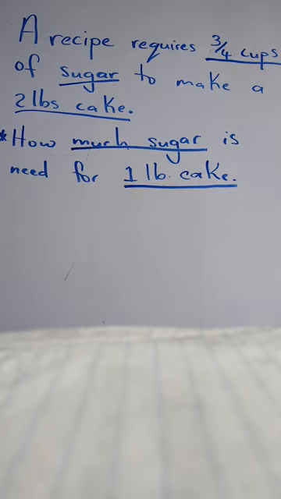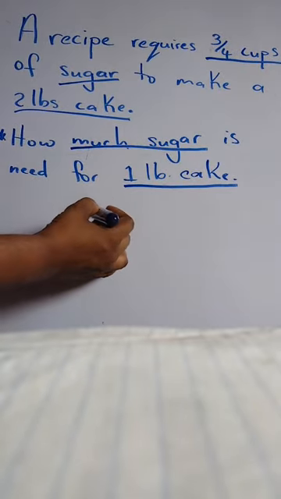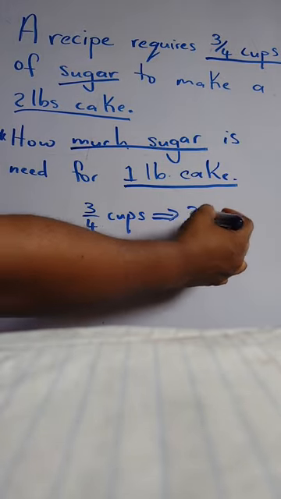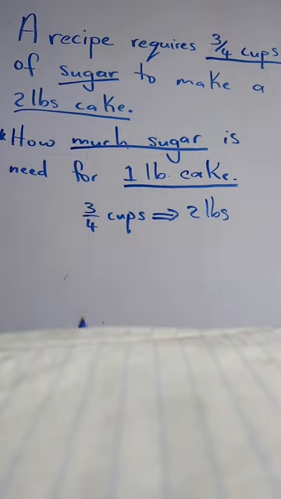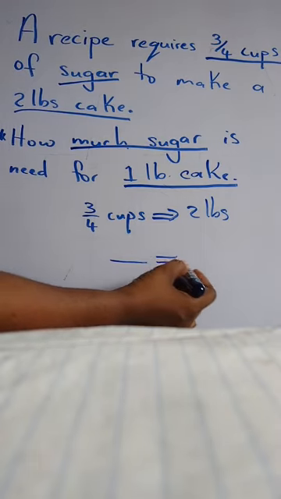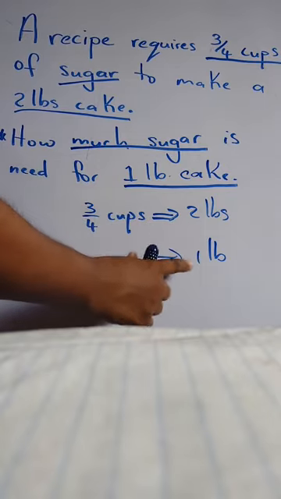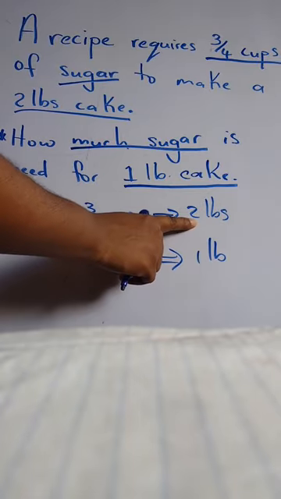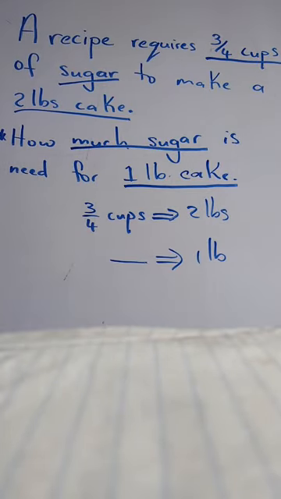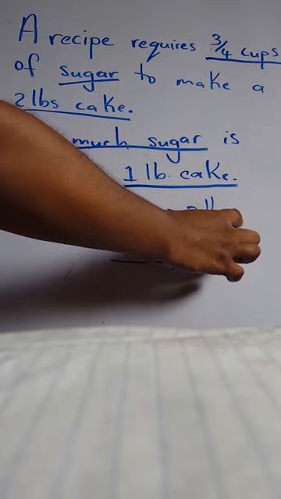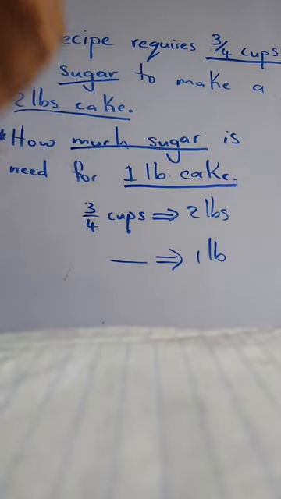Let's make the connection now. Our connection is that we know that 3/4 cups will give us 2 pounds. Now we want to know how many cups will give us 1 pound. The connection between these two things is cups per pound. Here I had 2 pounds and now I have 1. If I compare them, I know that the amount that I require to make is half of the amount that I was originally making, half of it.